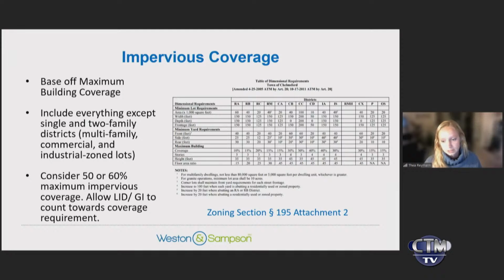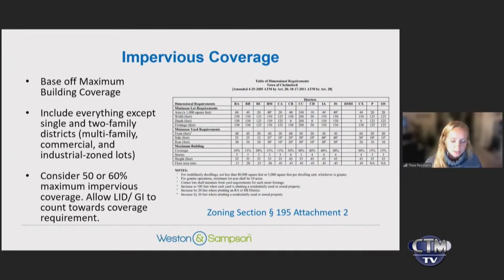But if you were interested in doing an impervious coverage maximum, it would want to be based off of the building coverage maximum. Similar communities that have up to a 40% building coverage maximum have a 50% maximum impervious coverage, which is what I've seen in other communities. But since it's a bit higher here, maybe lowering the maximum building coverage a bit so that you could have that 50 to 60% maximum impervious coverage.